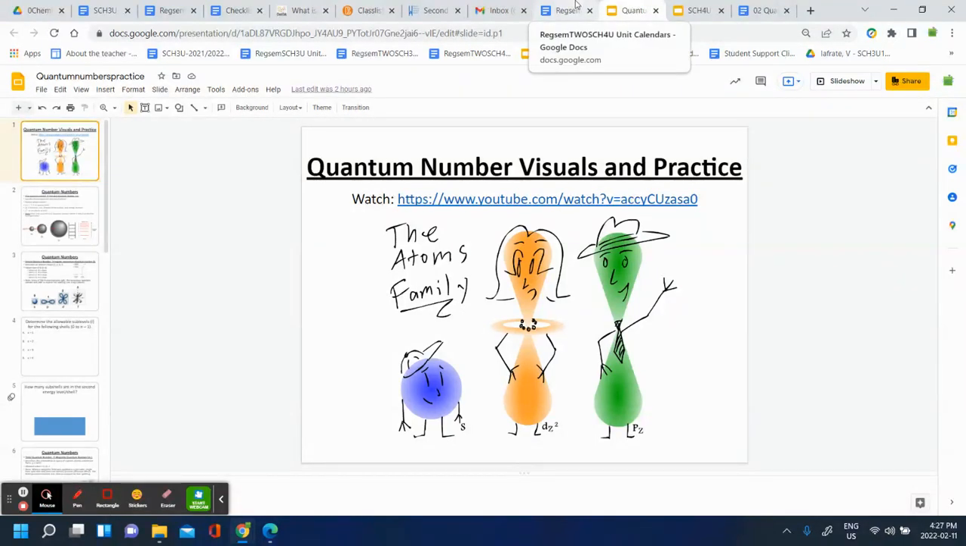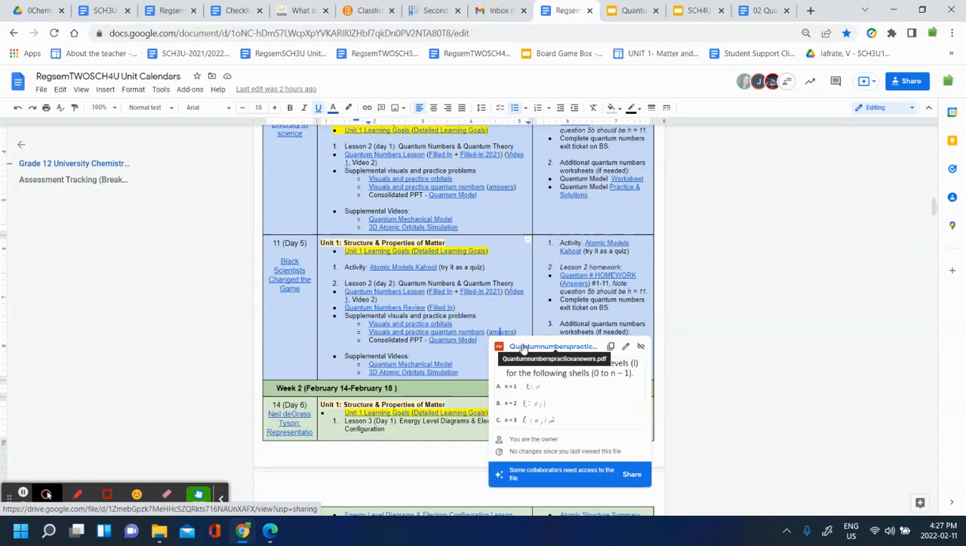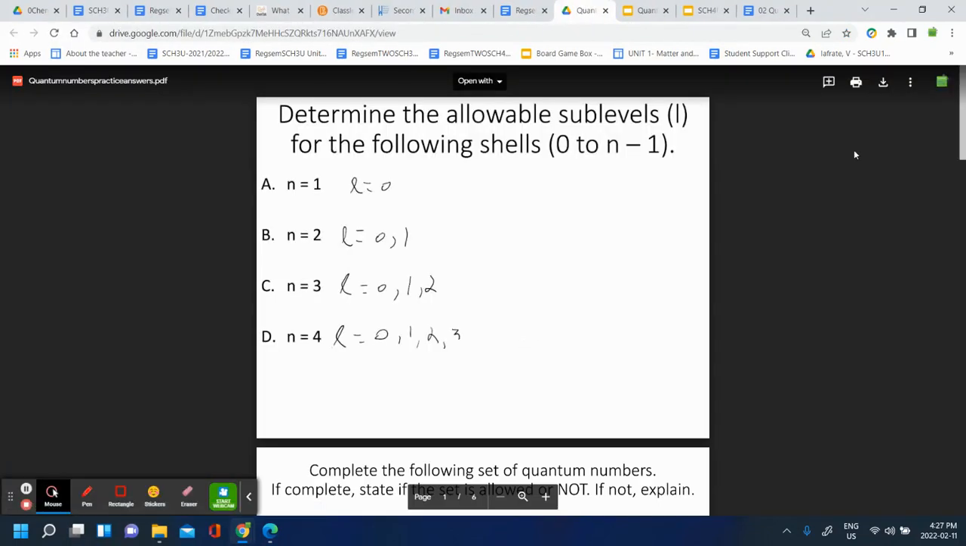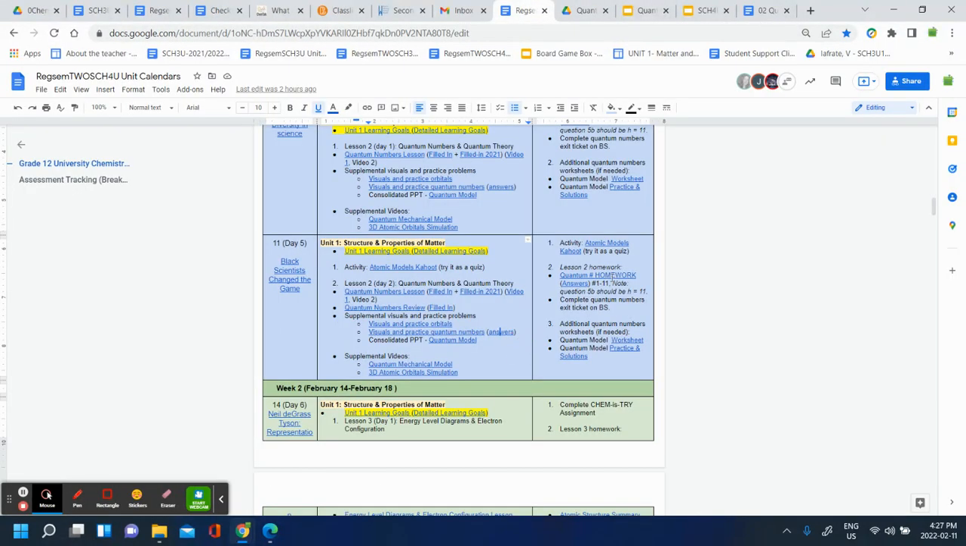And just to show you the answer key, the visual is found right over here, visual and practice quantum numbers, and then the answers are right next to it over here in a PDF that you can open up, and you can go through the answers to make sure you're on the right track. And of course, the homework is listed over here. There's a main worksheet, and there are additional worksheets over here that you can try out if you feel like you need additional practice to understand the concepts.